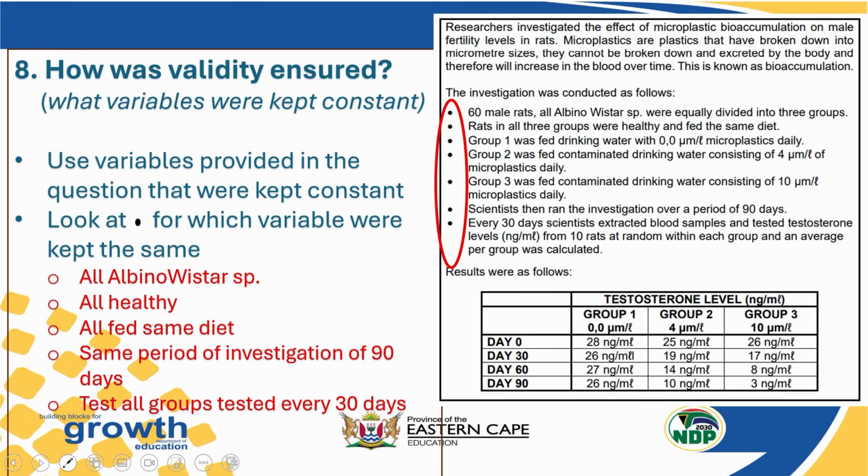Also, I haven't mentioned that the number of rats in each group was the same because very often in an investigation, they don't consider the number in each group being the same as making the experiment more valid. In some papers it has been credited, whereas in other papers it hasn't been credited. So try to look for other factors that are kept the same in your investigation.